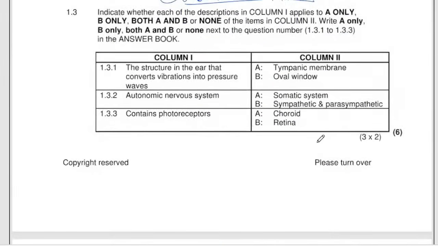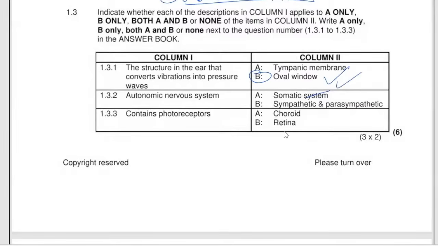Then we go to both A and B. The structure in the ear that converts vibration into pressure waves. How do you call that? Pressure waves are being converted by the oval window. If you look at the structure of the ear, the last bone, the stapes, causes the oval window to vibrate, and then the oval window creates the pressure wave in the inner ear. So that's why we say the oval window is the one which has that function.